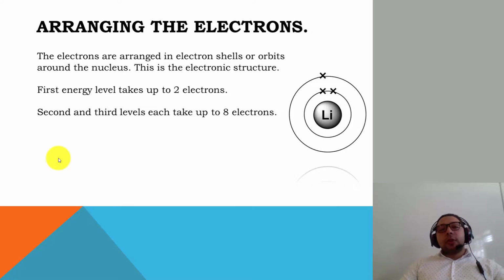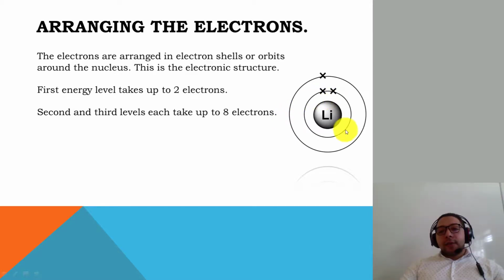Okay, then we're going to talk about arranging the electrons. Arranging the electrons is how we can put the electrons around the nucleus. We have a certain rule which we need to follow in order to arrange the electrons in an atom. We said electrons are found in energy levels which are surrounding the nucleus. Perfect. We have up to 8 energy levels, but we're not going to go through them. We're going to take only the first 3 up to 4 energy levels.